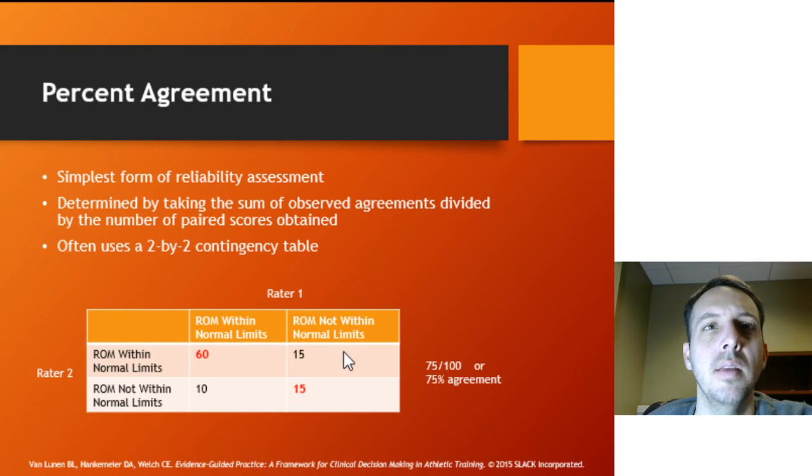Where rater 1 said these were not in normal limits, where rater 2 then said they were. And so if we considered each one of these an individual, we would then be able to see that 60 plus 15 is 75, right, out of 100 different things, or we have 75% agreement. And so in this case, we could just simply define this as a 75% agreement between these two testers in classifying individuals as normal range of motion or abnormal range of motion.